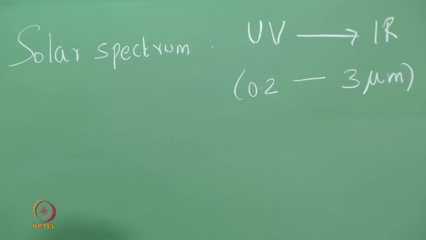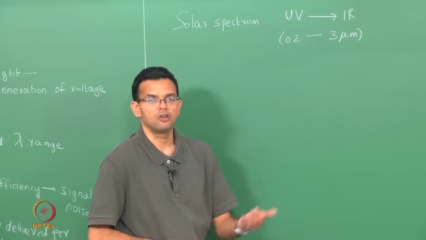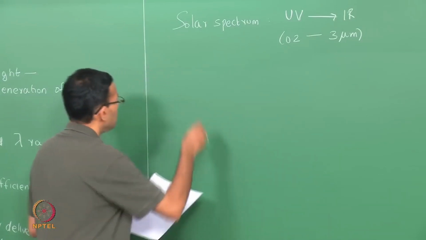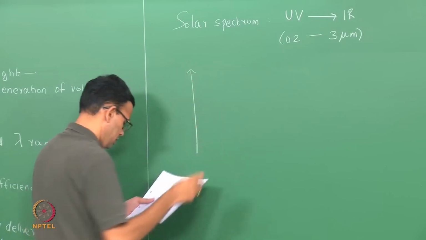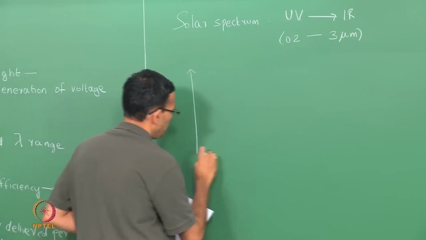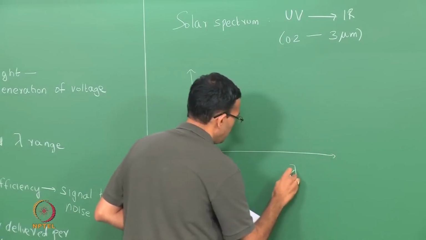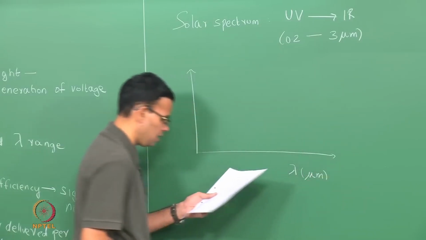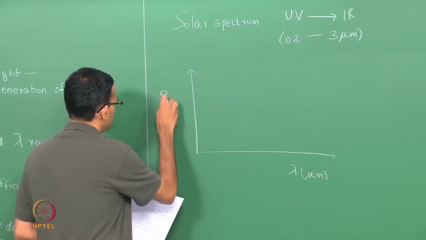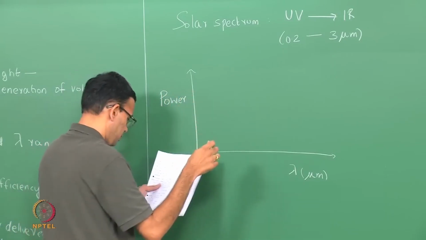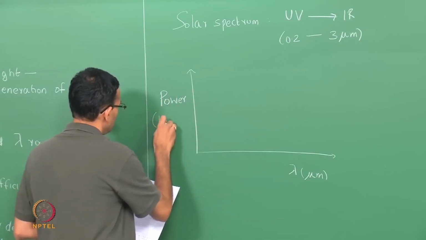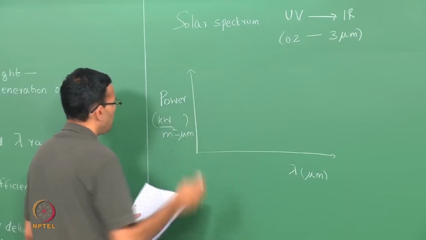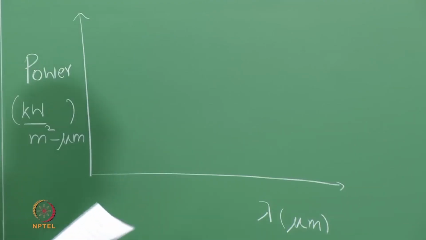Of course, the intensity of this radiation is not a constant. The intensity depends upon the wavelength. So, we can plot a power spectrum versus wavelength. I have wavelength lambda on my x axis, in micrometers, and then I will plot the power, and the unit is kilowatt per meter square per micrometer. So, this is your power spectrum.